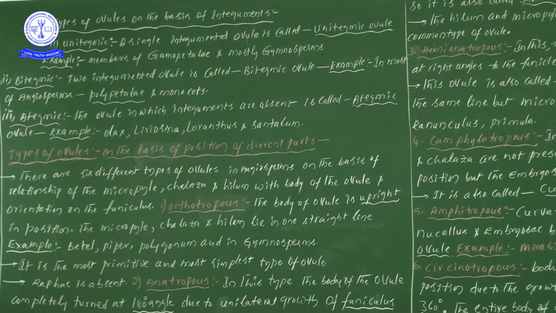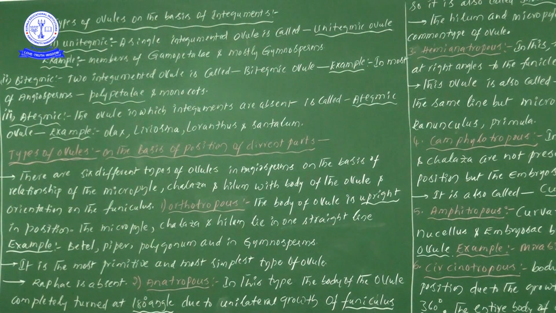One more time. Orthotropus, Anatropus, Hemianatropus, Camphilotropus, Amphitropus, and one more is Circinotropus. Now Orthotropus. In Orthotropus, what are the main important points to know? First of all, let us see this one. These are 6 different types of ovules in angiosperms. So how many are there? There are 6 different types.